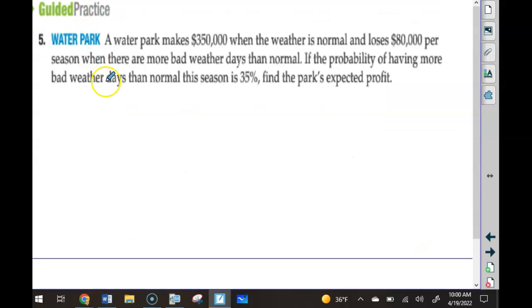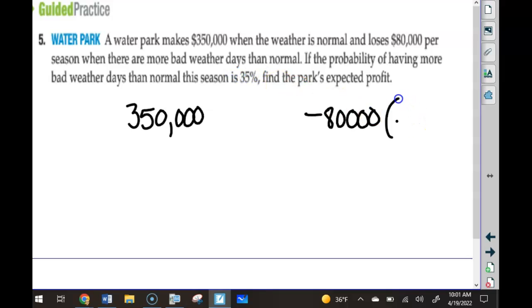All right, so let's go with a different kind. You don't have this one. This one's a little bit different because it straight up tells us a water park makes $350,000 when the weather is normal, and they lose $80,000 per season when there are more bad days than normal. If the probability of having more bad weather is 35%, so the probability that they lose is 35%, what's the probability that they don't lose then, guys?